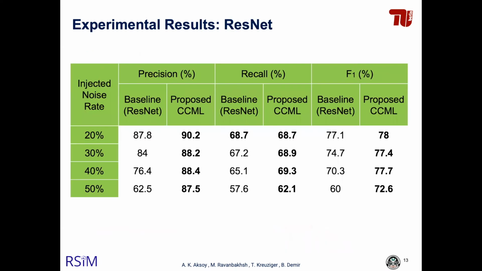So, for the first architecture, we use ResNet as baseline and also the backbone for our CCML. We compared them in terms of precision, recall and F1 score. As we can see, the proposed CCML improves the multi-label classification performance of the baseline architecture in all metrics. Furthermore, we can see that as the injected synthetic noise rate increases, the gap between the baseline model and CCML increases. This shows the robustness of the proposed CCML against the high noise rate.